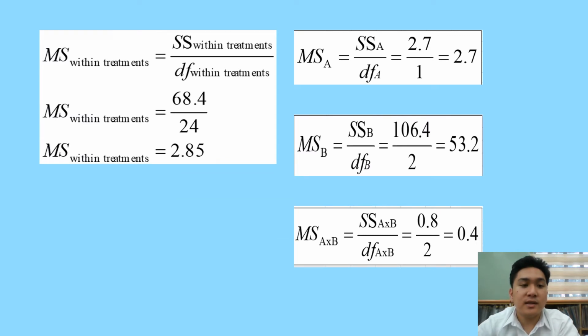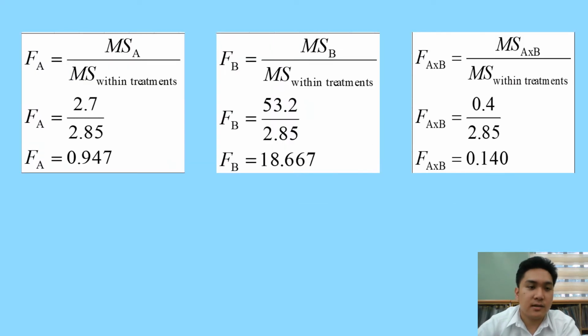In the MS within treatments, find the quotient of SS within treatments and DF within treatments. For MSA, they have the same formula as MSB, although you just need to substitute SSA and DFA with SSB and DFB. And then the same goes for MSA times B for relevance.